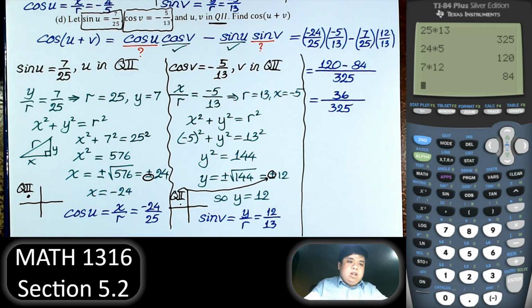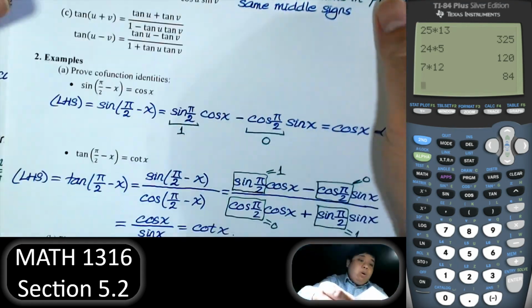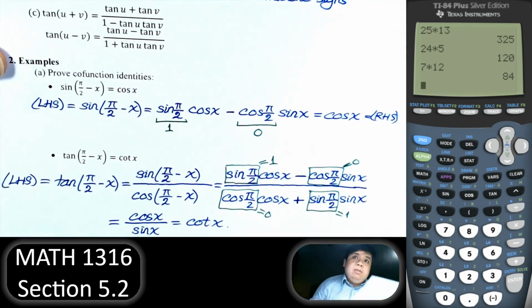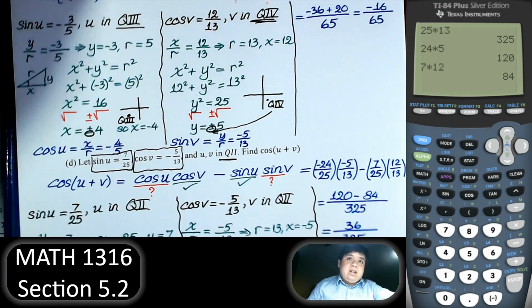So we just need to do a bunch of practice. It's straightforward, those identities. And that's what we have in this section.